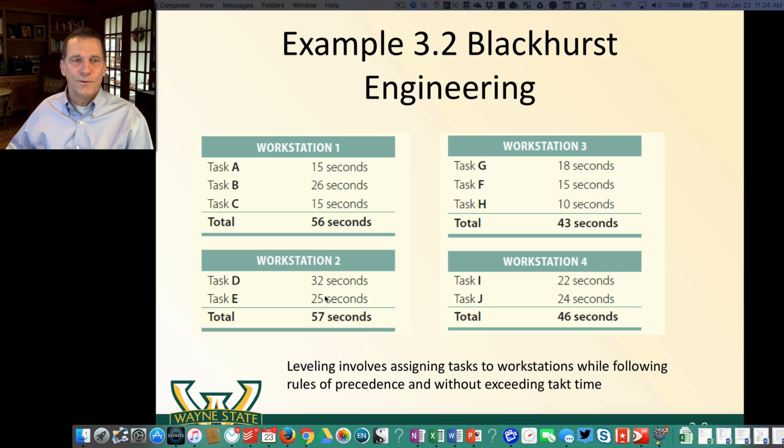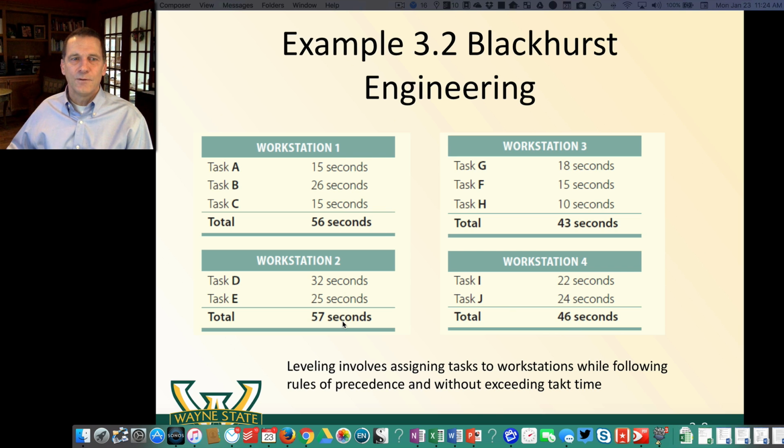We had 32 and 25. We're at 57, almost to the takt time. We go to workstation 3, 18 plus 15. Got room for another. Add in the 10. 43. Did not have room for the next one, for I. So we stop at 43, and the last two get added into workstation 4 to be 46.